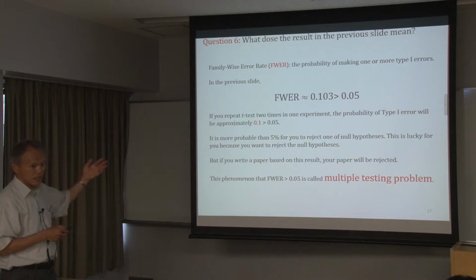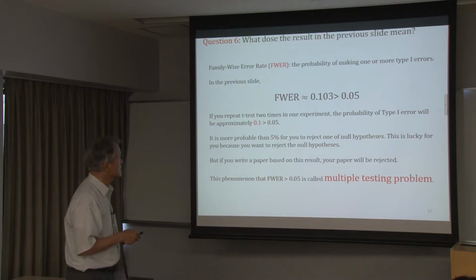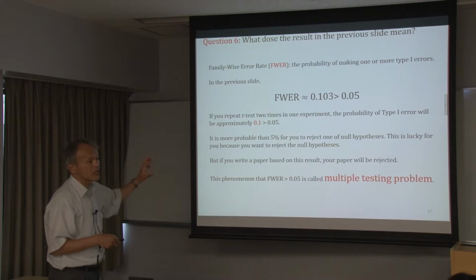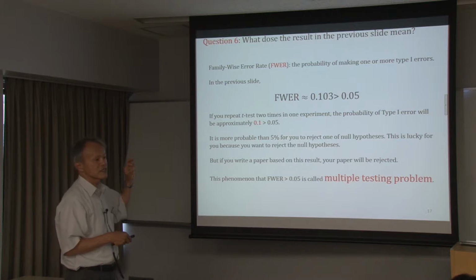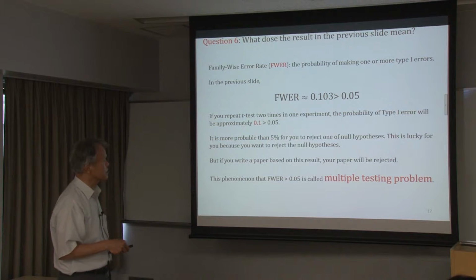But in this case, you apply the t-test 2 times, and it becomes larger than 0.05. This may be lucky for you because you want to reject the null hypothesis. But as I said before, if you write a paper based on this result, your paper will be rejected. FWER should be kept less than 0.05. This phenomenon, FWER larger than 0.05, is called the multiple testing problem.